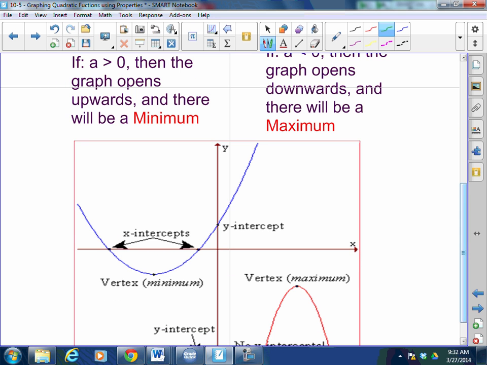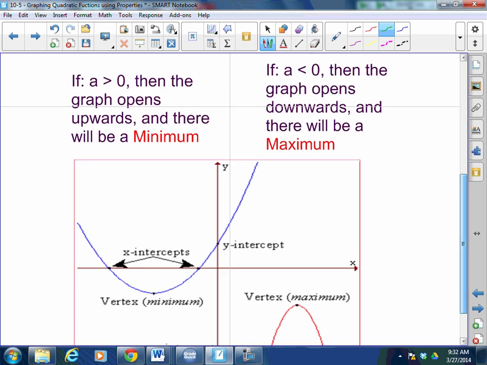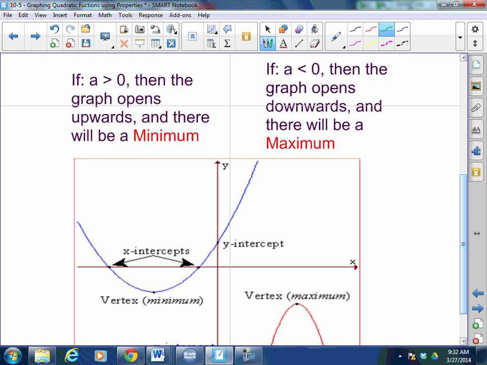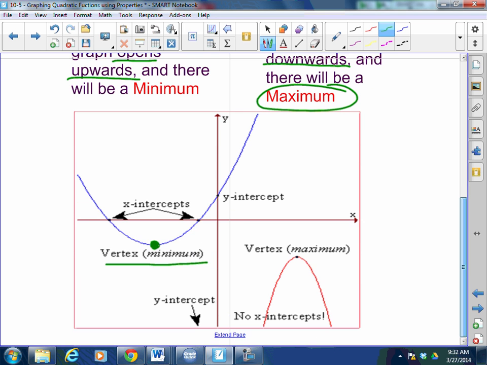I forgot that I had drawn this so nicely for you. Let's investigate this max and this minimum. If a is greater than 0, you know that the graph opens upwards. And since it opens upwards, you're going to have a vertex which is a minimum. It's always going to be the same. When a is less than 0 and the graph is pointing downwards, there's going to be a maximum, right up here. That will be my vertex when a is negative.